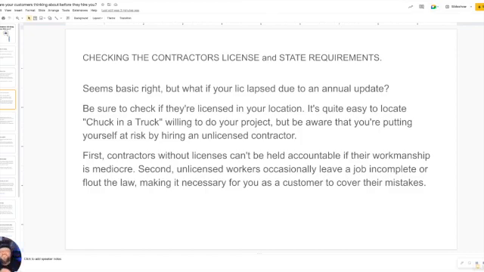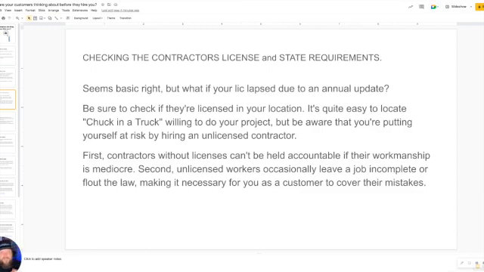So checking the contractor's license and state requirements. I believe that there's a certain segment of people out there that probably do this. They're going to check your reviews. Maybe they want to make sure that you're licensed. I mean, I'm in Florida. I can't tell you the amount of bad press that we see in the newspaper about contractors stealing people's money. So make sure that your license is, I know this seems super basic, make sure your license is up to date. If you're in a state, of course, that has a state license, or whatever your state requirements are.